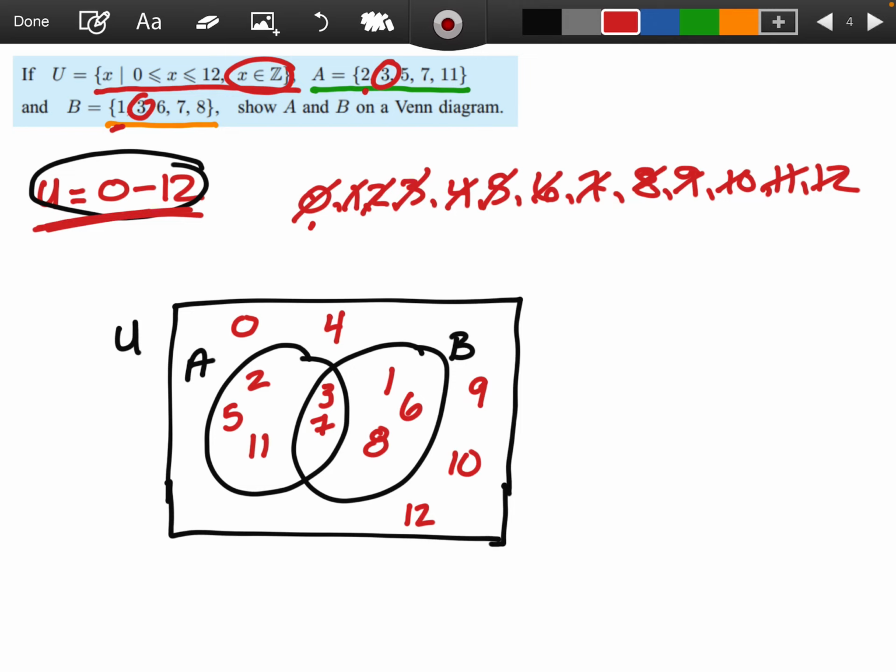Okay, so that does it for the introduction to Venn diagrams. We will get further into them in the next couple of sections, including my favorite, which is the word problems with Venn diagrams, but that's it for the introduction.